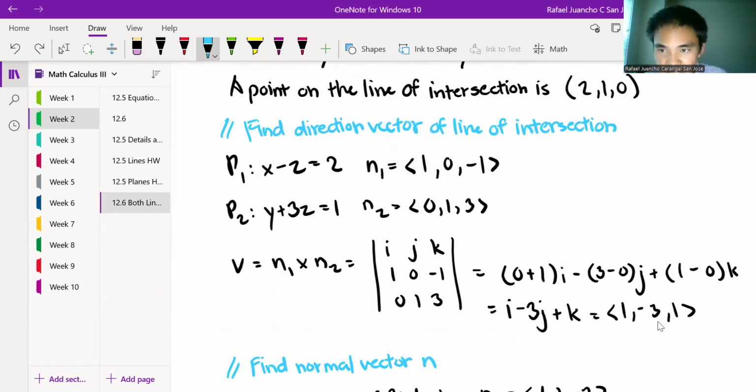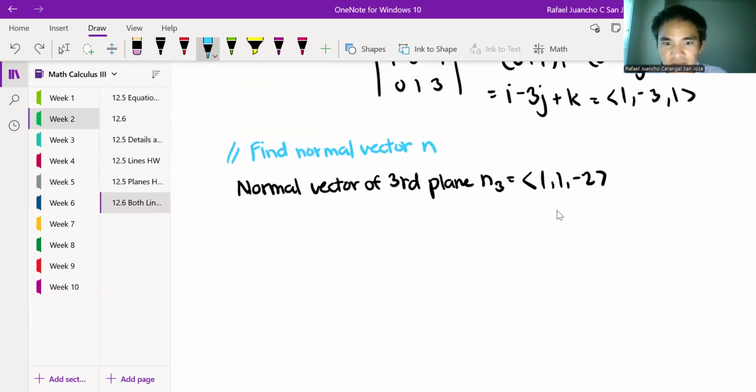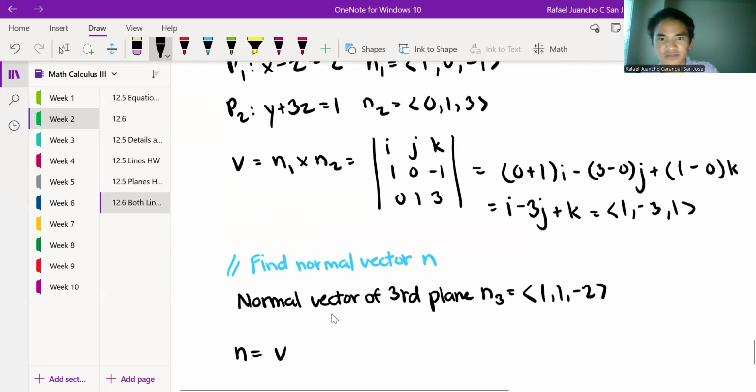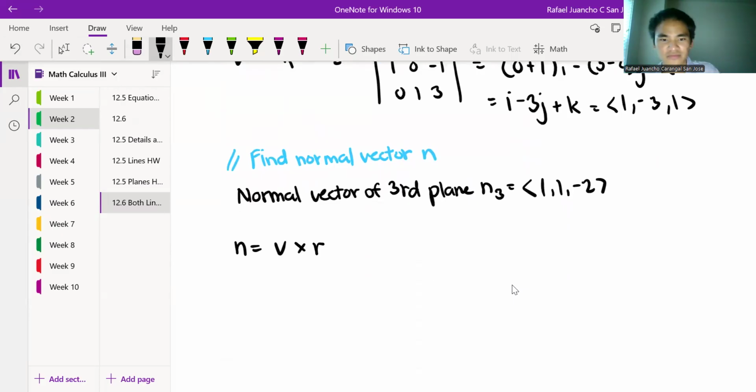So we have 1, -3, and 1, and then we have this third plane. To find n, we get the cross product of those two. So n is just the cross product of v, our direction vector, and our n3. That's going to be, again, another cross product in this case.